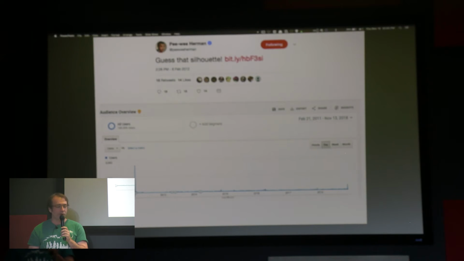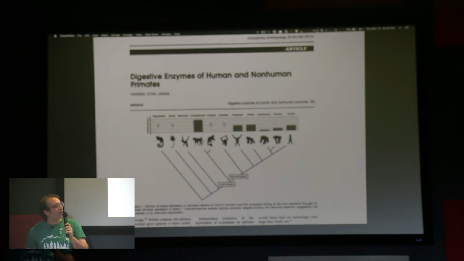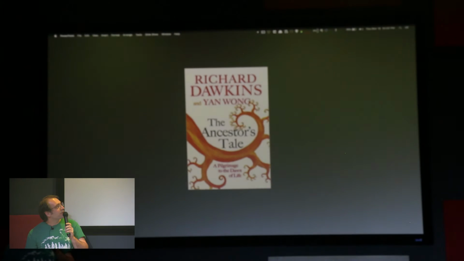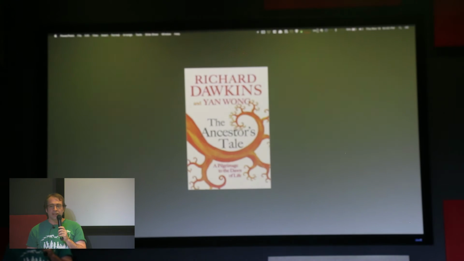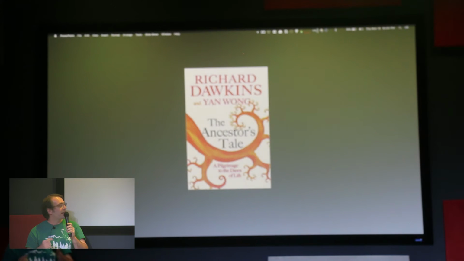It's grown to have over 3,000 silhouettes. It's been used for, I don't know how many, probably hundreds of scientific papers. Here's one example from the journal Evolutionary Anthropology showing a diagram of primate evolution. It was also used extensively in the second edition of The Ancestor's Tale, a book by Richard Dawkins and Yan Wong. Yan Wong actually contributed a number of silhouettes to PhyloPic while working on this edition.